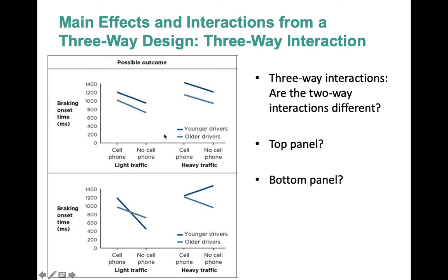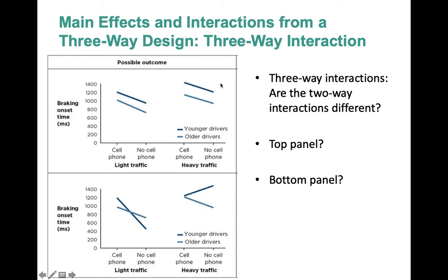This top panel, we can think about as like one study. Let's just ignore this bottom panel for a minute. So this top panel is one possible outcome that we could get. Notice that all three variables are present. We've got cell phone condition, we've got driver's age, and we've got light versus heavy traffic. What we're going to ask is, one, whether there's interactions, and whether the presence or absence of an interaction or the nature of the interaction is consistent basically on both sides of the graph.